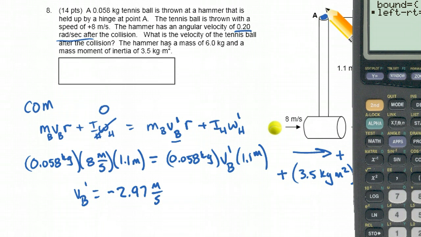Okay, the hammer had a mass of 6 kilograms. We didn't need to know that, but it sort of tells us what we intuitively know. This light ball hits a large hammer. The hammer is going to swing a little bit. Okay, the ball is going to bounce back. So originally it was 8 meters per second going to the right. Now it's coming back to the left at 3 meters per second. Okay, so I'll write that in here, minus 2.97 meters per second.